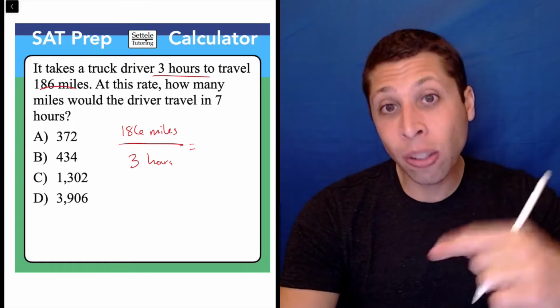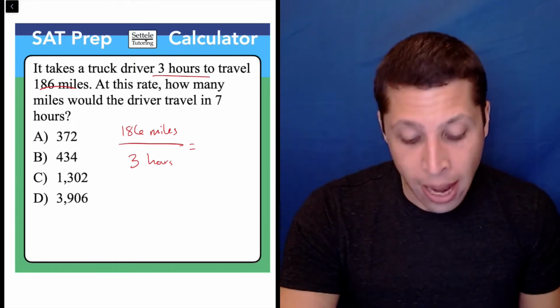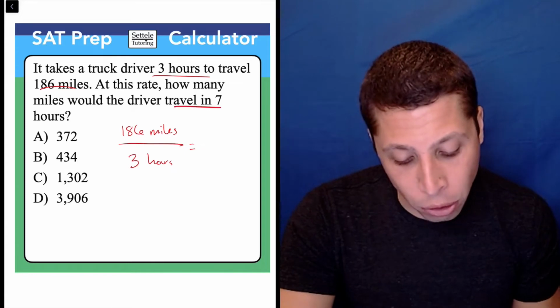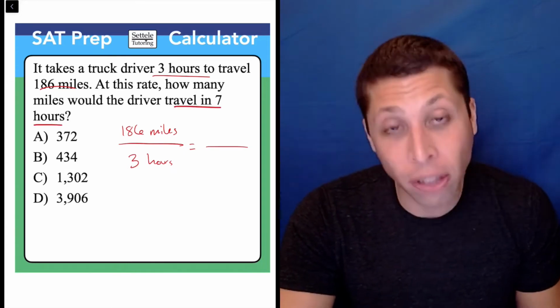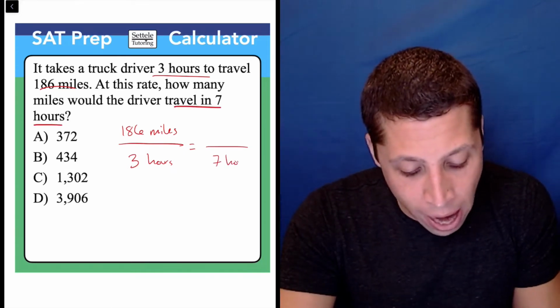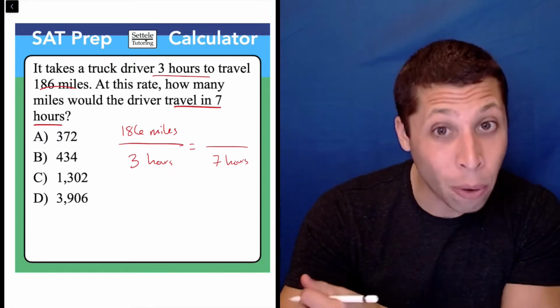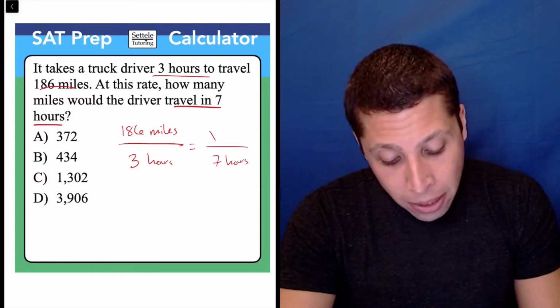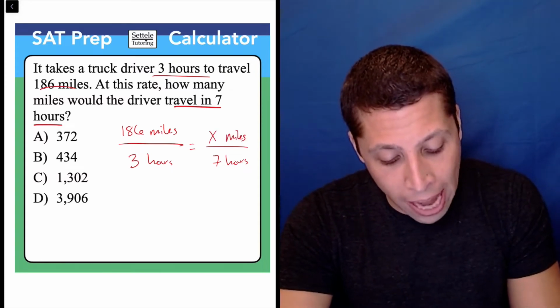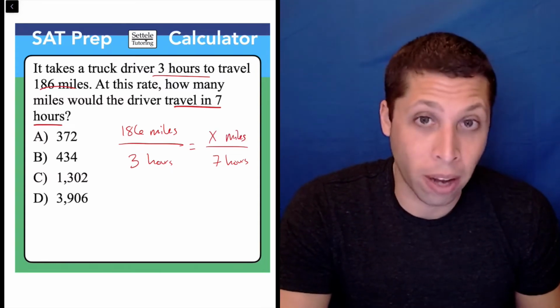Now we're going to set this rate equal to another rate in the question. At this rate, how many miles would the driver travel in 7 hours? So we want to make sure things match up. So 7 hours should be on the bottom because that's what we've got on the bottom on the other side, hours. Now we don't know the number of miles, but that's kind of the point, is we can just use an x in place of the number that we're trying to find.